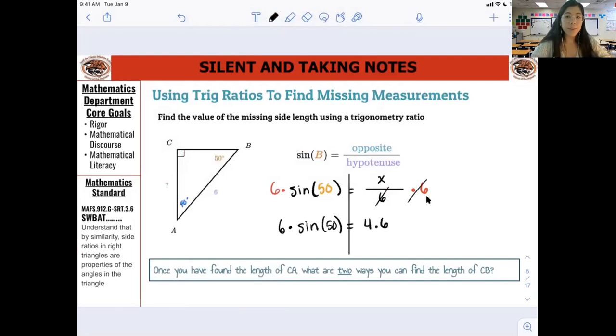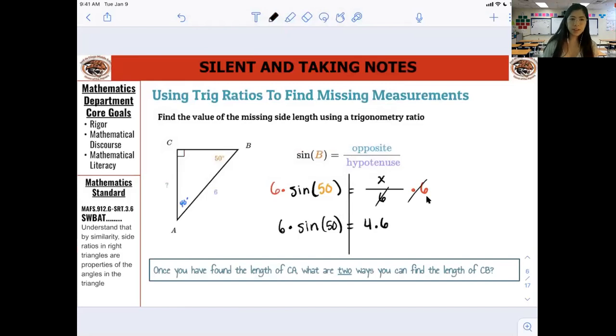Did anybody get a different answer? Does anyone want me to show you on my calculator how I do this? You also got 4.6, good. And Jalen, you got 4.59, which is true, but we are rounding it up. So we rounded it up to 4.6. Cool.